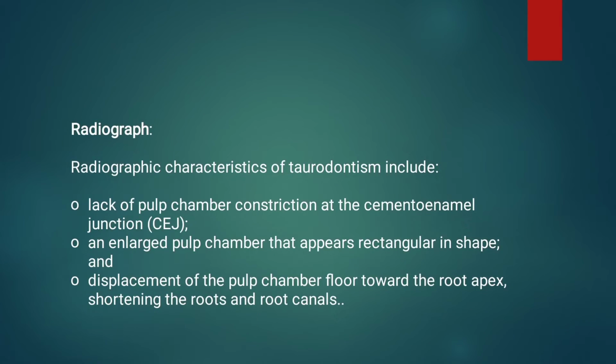Remember, the radiographic characteristics of taurodontism include lack of pulp chamber constriction at the cemento-enamel junction, an enlarged pulp chamber that appears rectangular in shape, as you saw, and displacement of the pulp chamber floor towards the root apex, shortening the root.